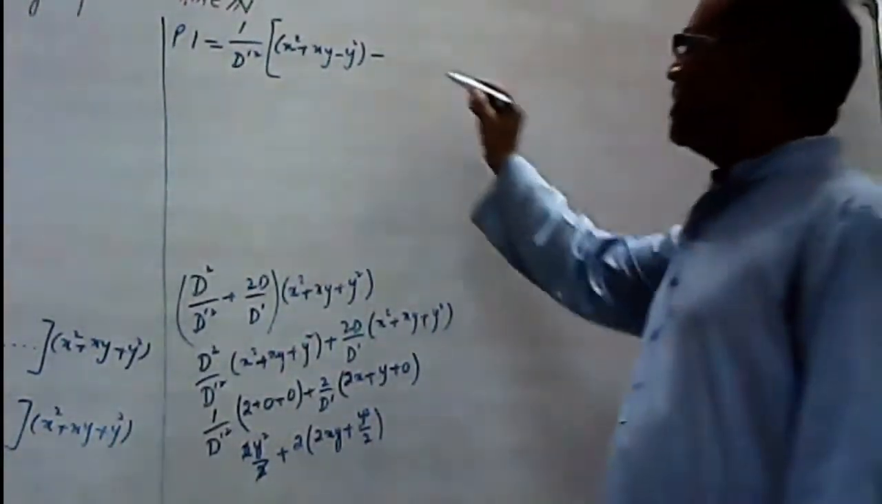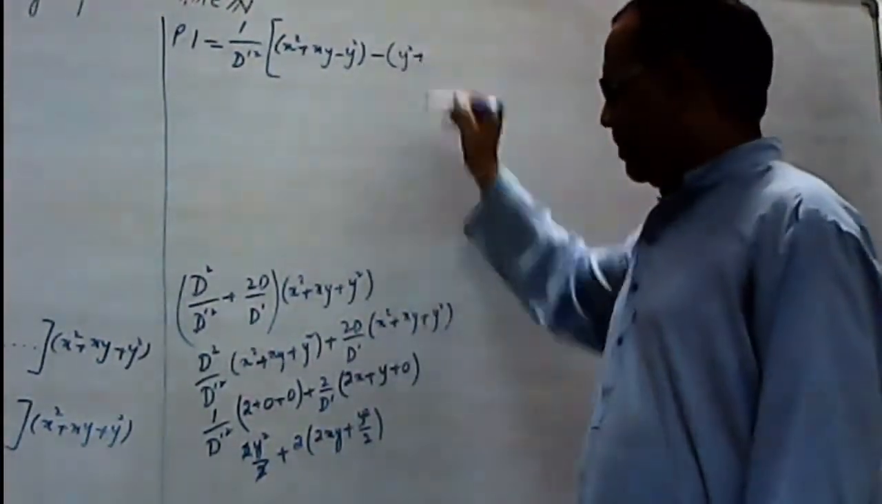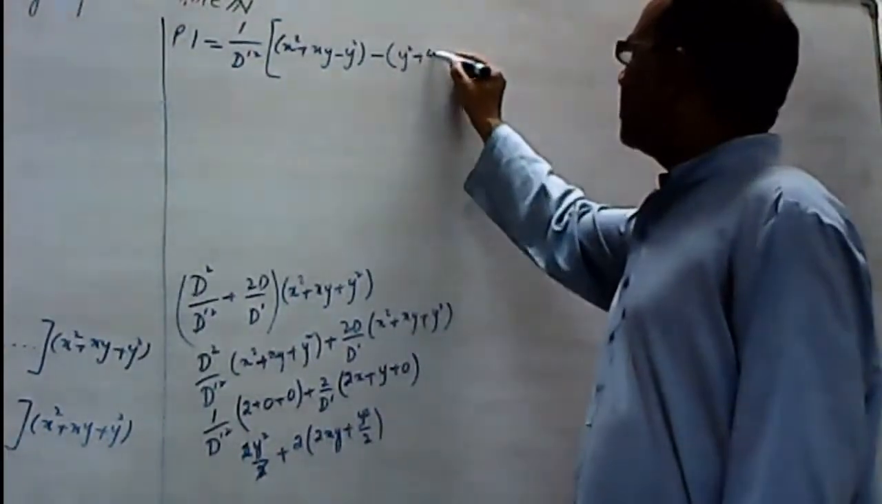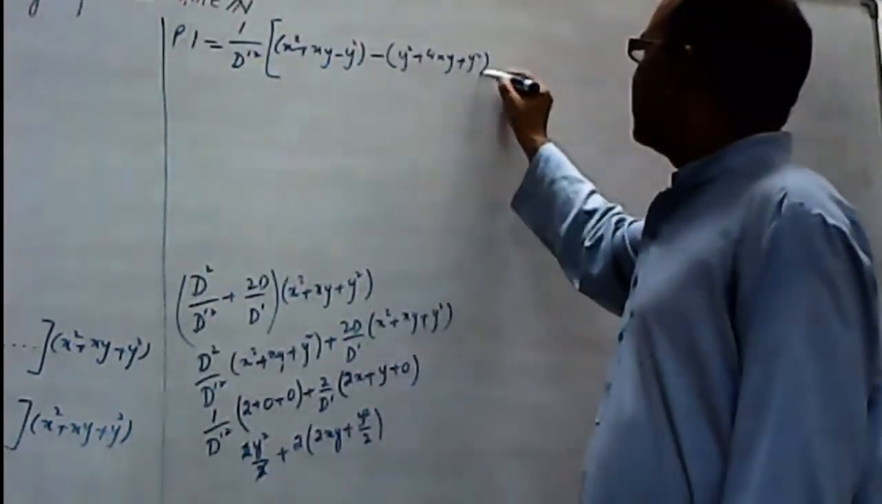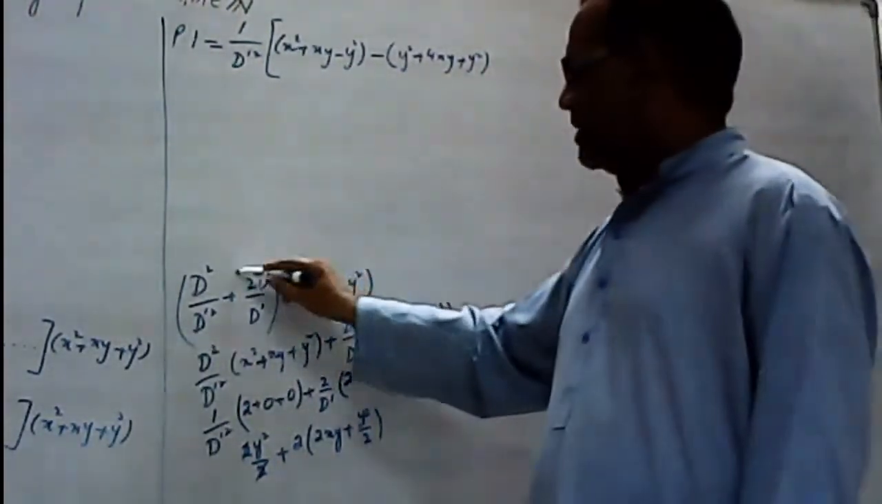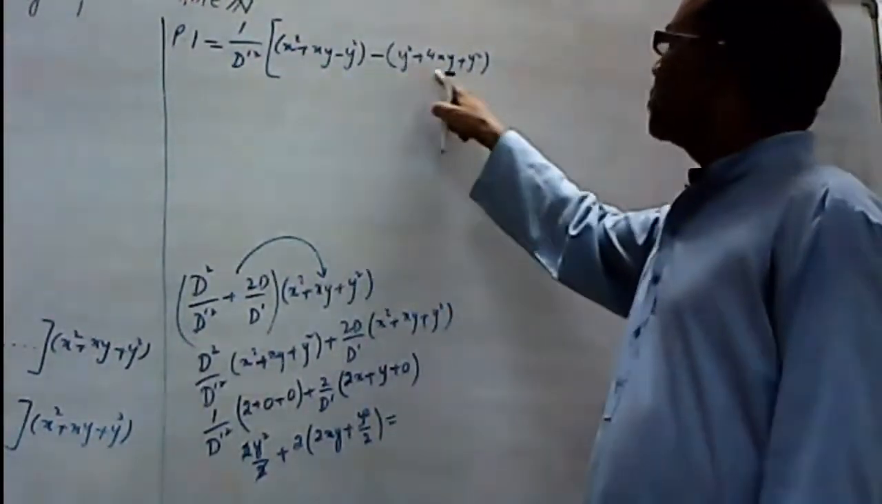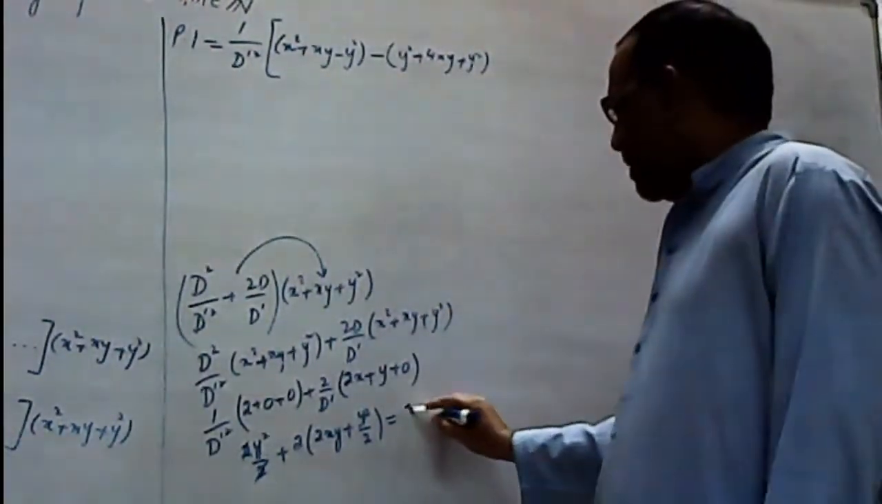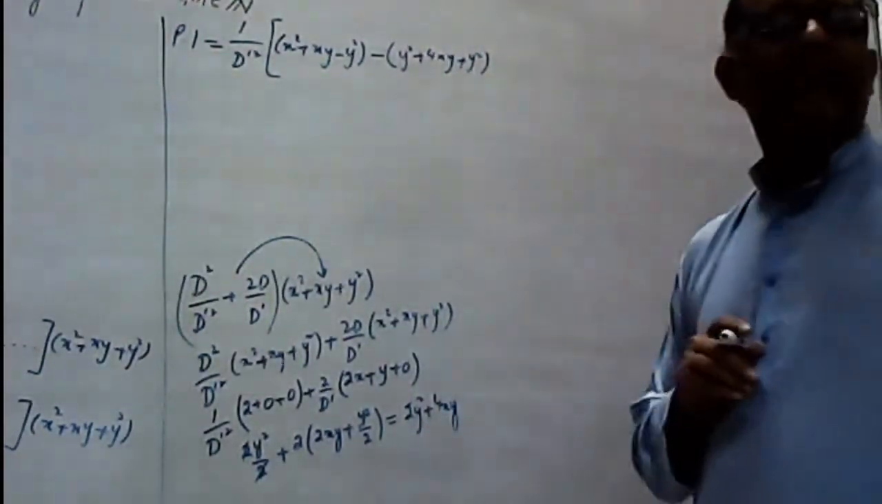So it simply means the response is y square plus 2 times 2xy, that is 4xy, and plus y square. When we applied this term on this term, the final answer is y square plus 4xy plus y square, means 2y square plus 4xy is the answer.